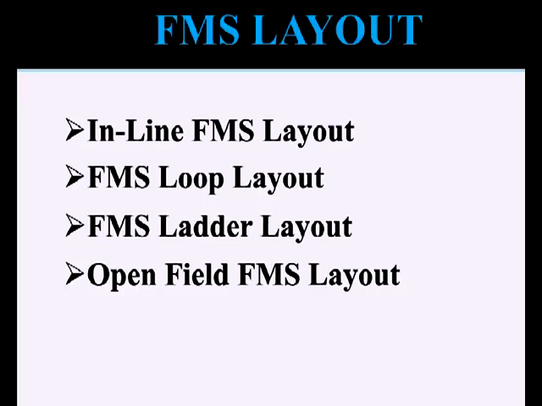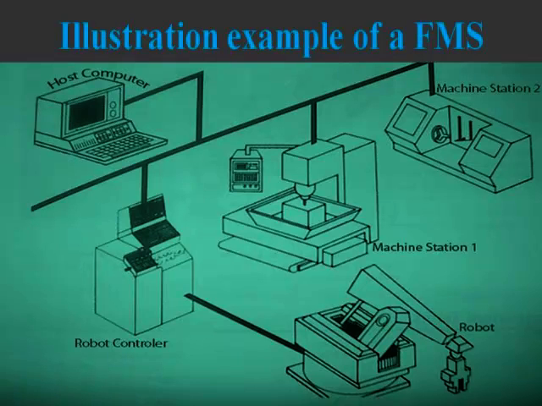I gave you a brief sketch of the layout in the initial stage of this lecture: inline FMS layout, FMS loop layout, FMS ladder layout, open field FMS layout. Progressive layout: all parts in the production process follow the same progression through the machining stations, best for producing a variety of parts. Closed loop layouts are arranged for the general order of processing for a large variety of parts.